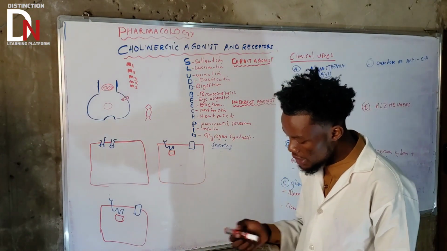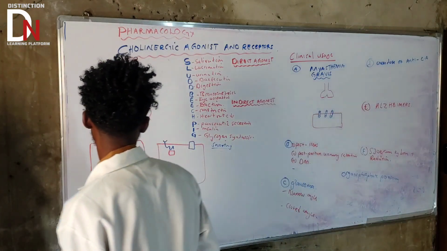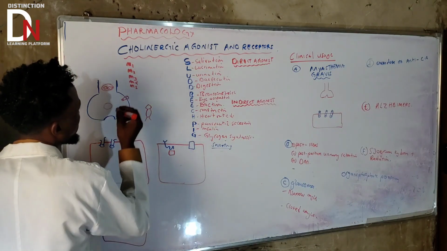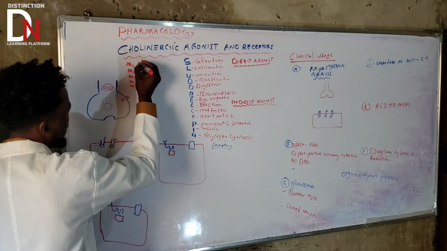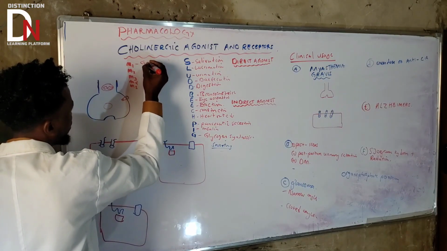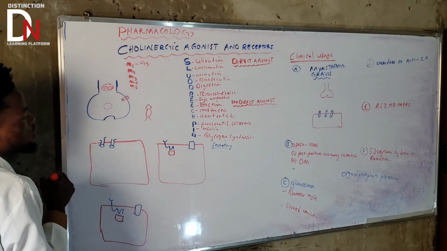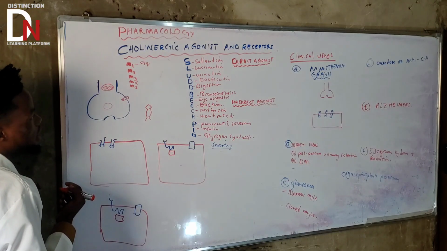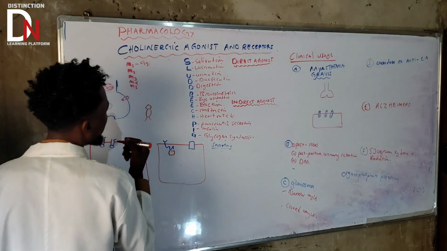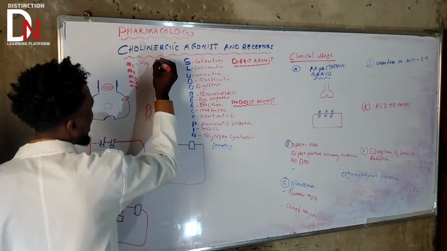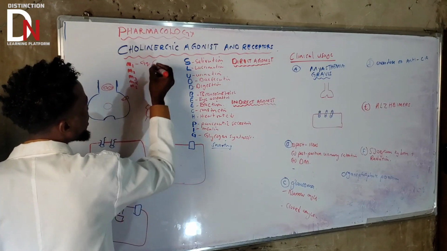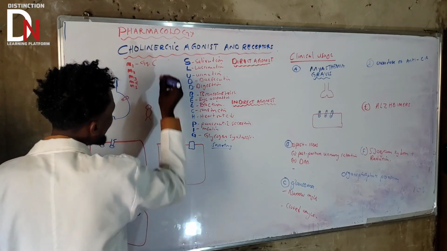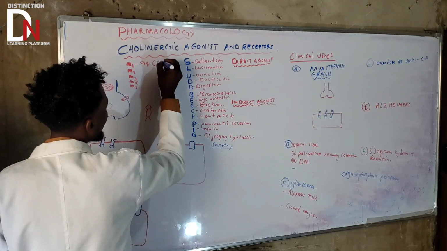So if this is a G-protein coupled receptor, M1 is a Gq. Don't worry, we'll talk about it. What happens when M1 receptors are stimulated? These are Gq type of receptors. And where can you find them? Let me use the blue marker. Where can you find them?